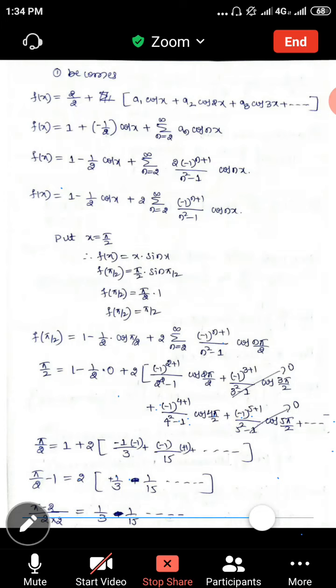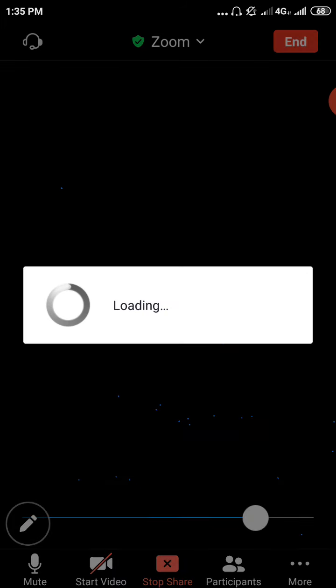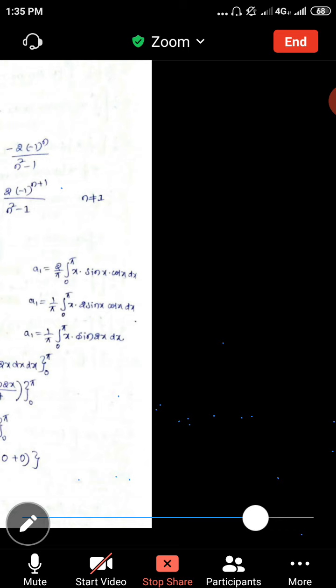So f of x is a naught by 2, a naught is 2. So a1 cos x plus a2 cos 2x plus a3 cos 3x. So expand equation number 1. So f of x equal to 2 cancels, it is 1. So a1 means what, just now I got it. So that value substituted is minus 1 by 2. So you can see here a1 is minus 1 by 2.